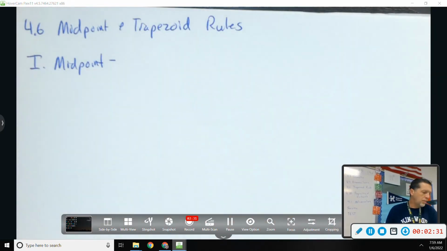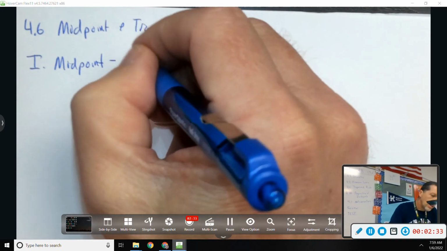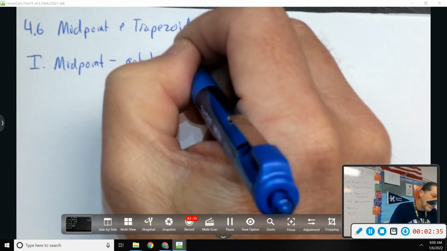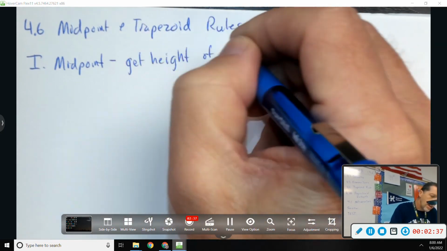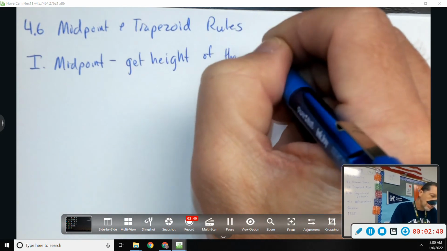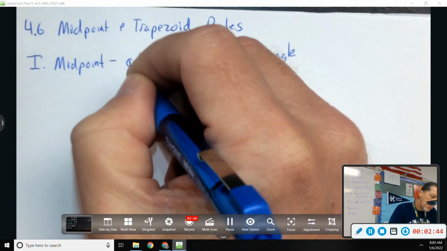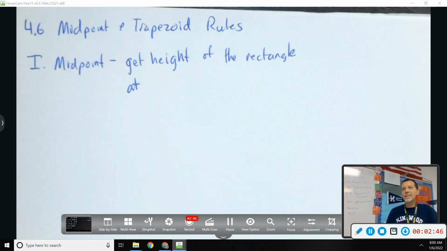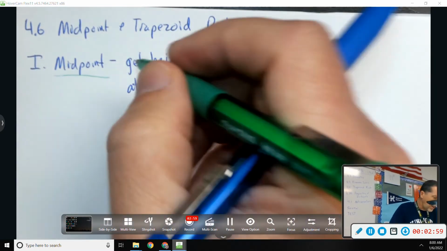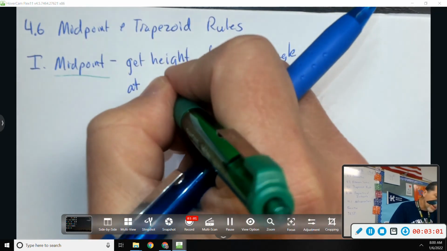For a midpoint sum, we'll get the height of the rectangle at what height do you think we will use? Not the average height, that's going to be the trapezoid rule. But at the middle, at the midpoint of the subinterval.